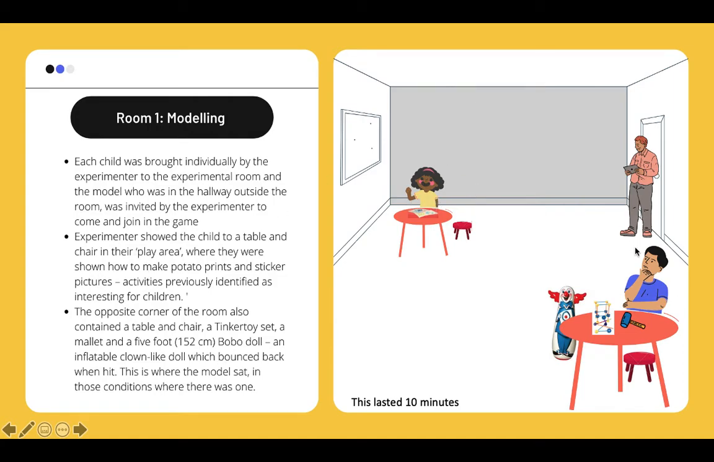Now, is this a same sex model or different sex model? It's different, right? The participant is a girl, the model is a boy, a man, sorry, or maybe he's still a kid. Sorry, where was I? Then the experimenter showed the child to a table and chair in the play area here, where they were shown how to make potato prints, and they had sticker pictures, basically activities previously identified as interesting for children. I don't know if it's interesting to children nowadays.